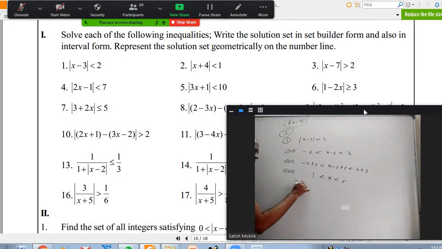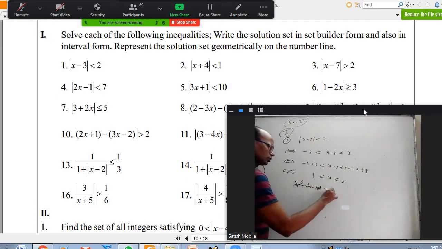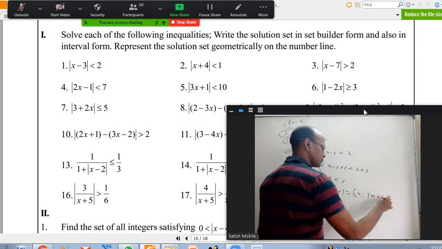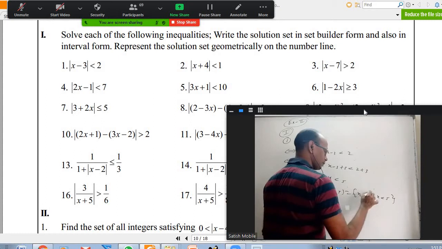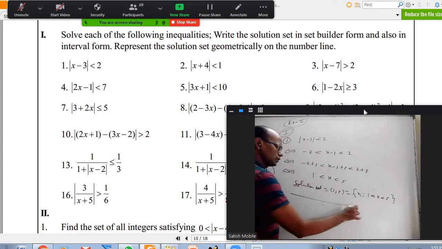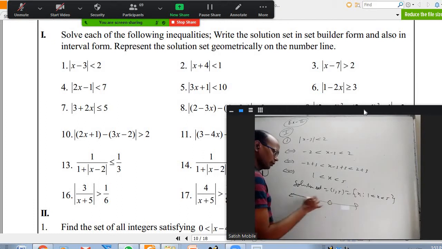Okay, so solution set is equal to open interval 1 to 5, or you can write x such that 1 less than x less than 5. The number line: open 1, open 5, and all the region between.